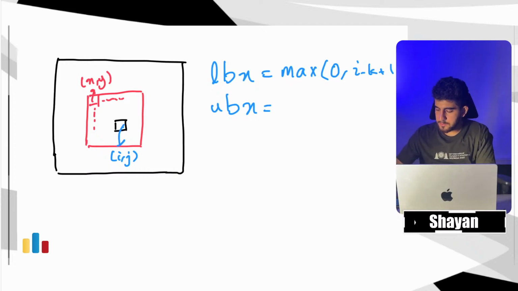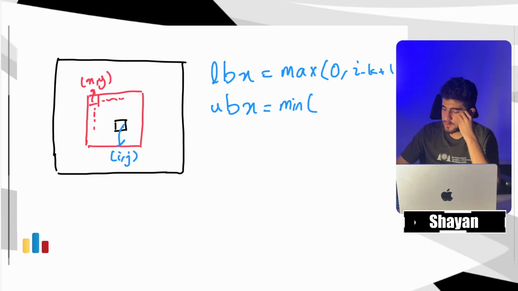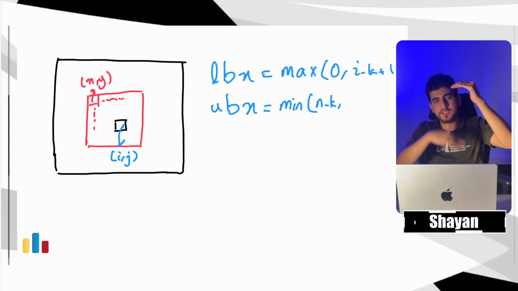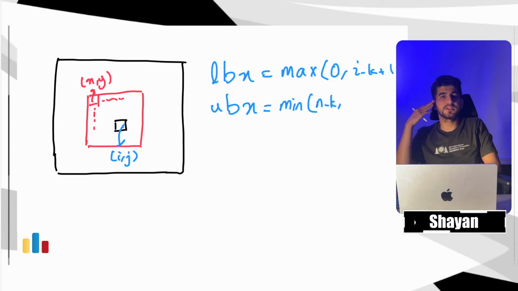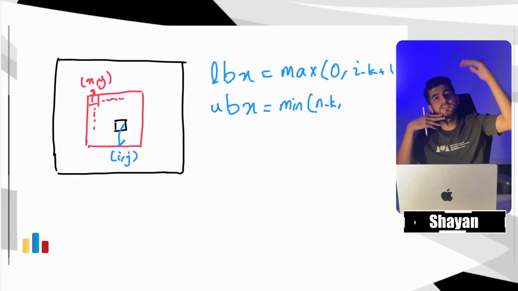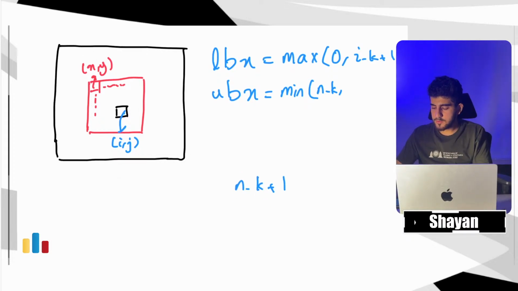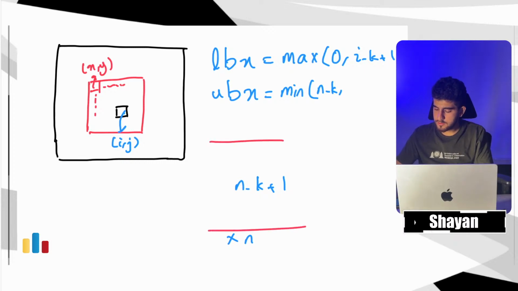And also about the upper bound, I can say that my upper bound is going to be the minimum of, first of all, I say that no x can start from after n minus k. Because if it starts from after n minus k, it will go outside of my grid. Because its height is k, if it starts from n minus k plus 1, it needs to also cover row number n. But we have no row number n. Our rows are numbered from 0 to n minus 1. So I cannot start from here.